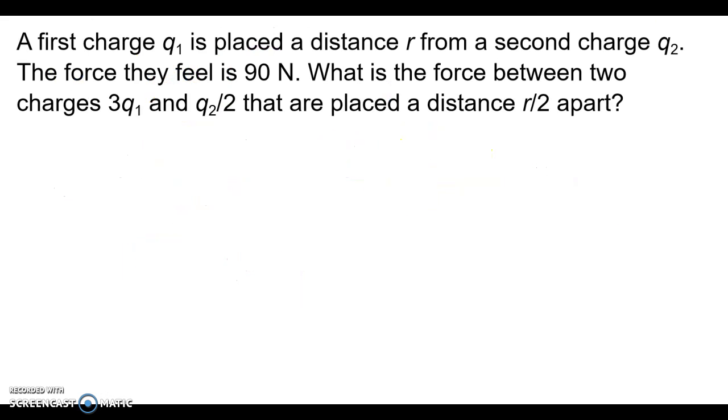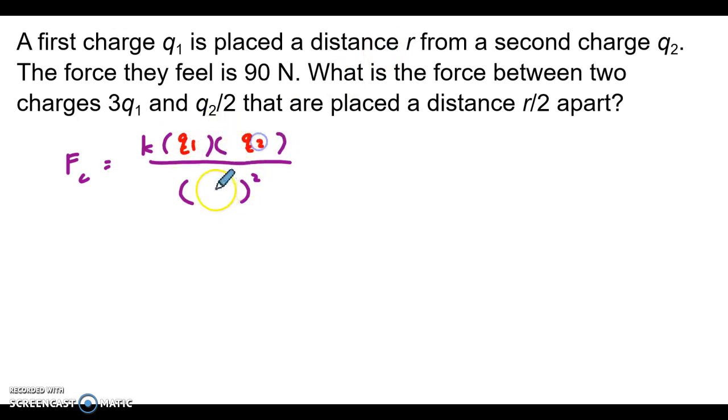Here's another one that's the same process, just a little more complicated. A first charge, Q1, is placed a distance r from a second charge, Q2. The force they feel is 90. Okay, Coulomb's law says when you plug in the two charges, Q1 and Q2, divide by the distance, which is just called r in this case, squared, and multiply by the constant k, you get the force, which they're telling us is 90.